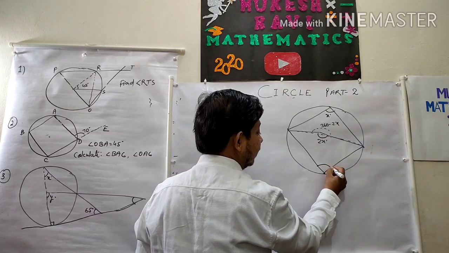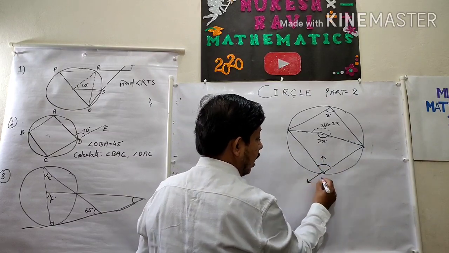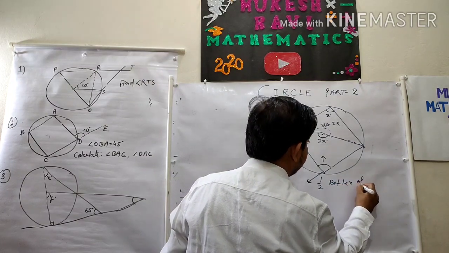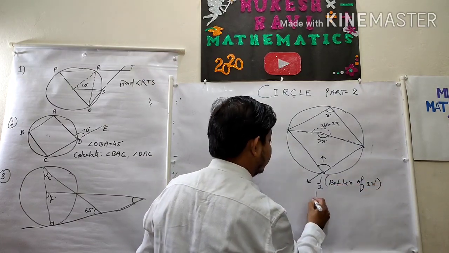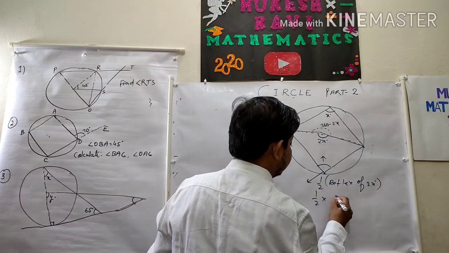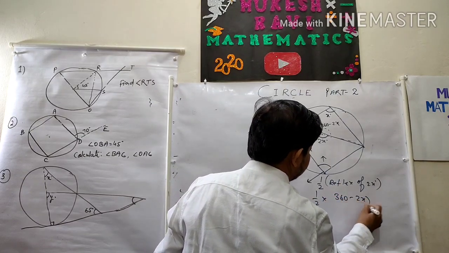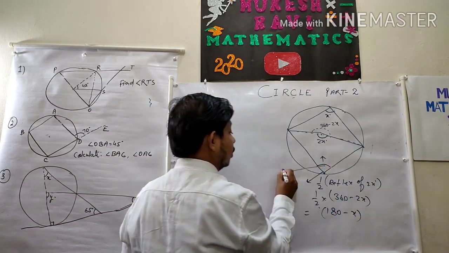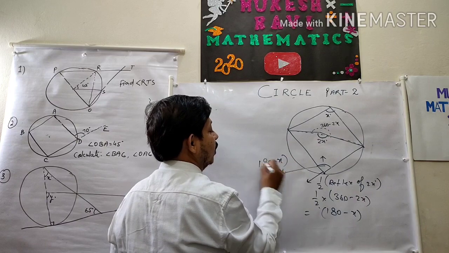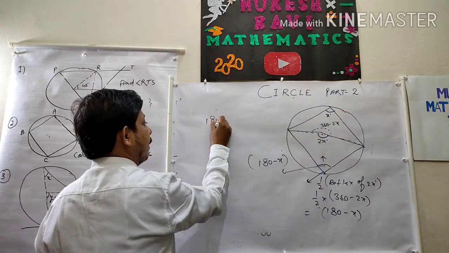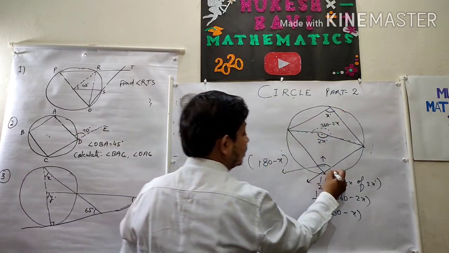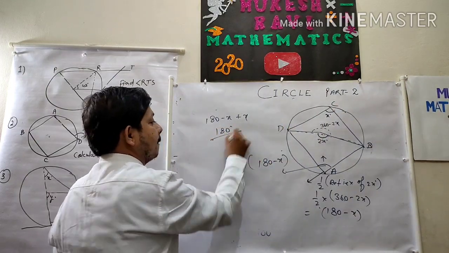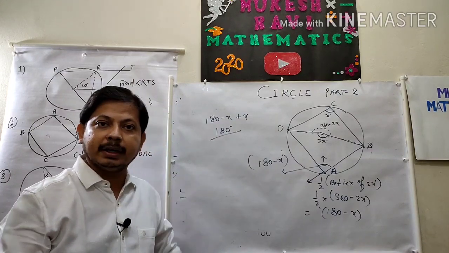So what about this angle? This angle is half of the reflex of 2X. I am writing it so you will not be confused: 1 by 2, half of the reflex, that is 360 minus 2X. So it will be 180 minus X. So this is 180 minus X, and 180 minus X plus X. Suppose this is A, B, C, D. This is 180 degrees.